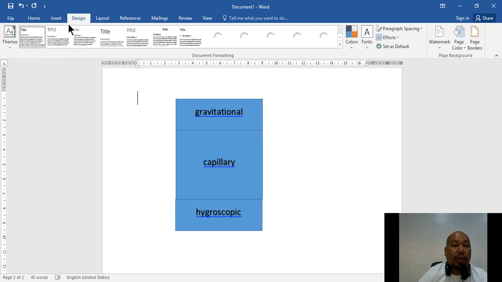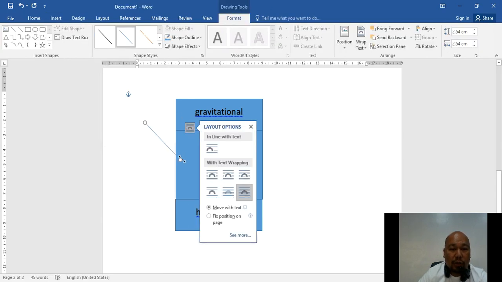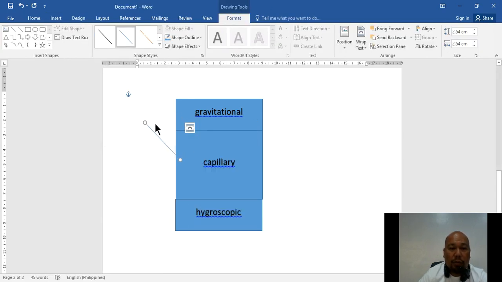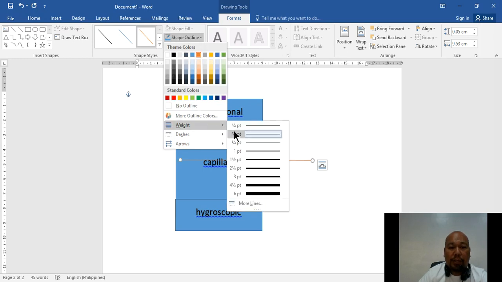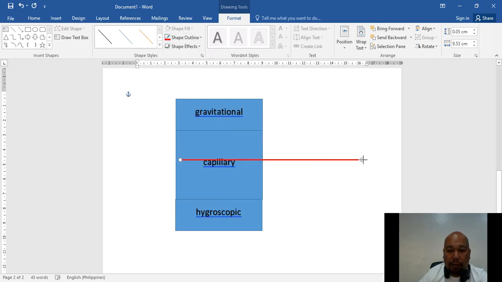It's tiring to draw on the screen. But anyway, please bear with me, guys. Okay, and I want to color that one. Shape, outline. Make it a little thicker. And then maybe change the color, just like that.